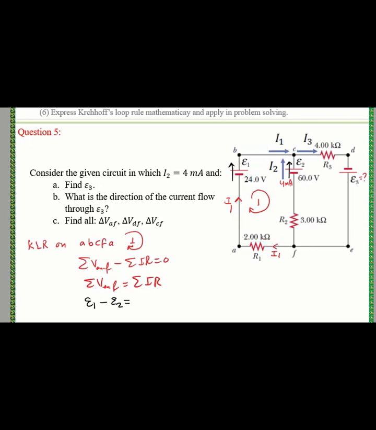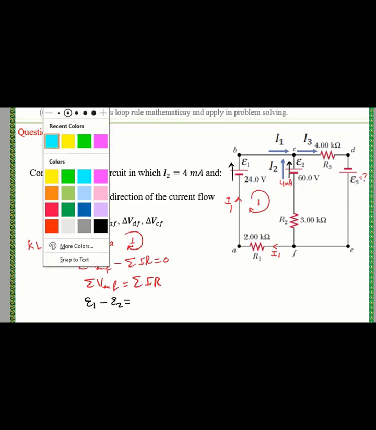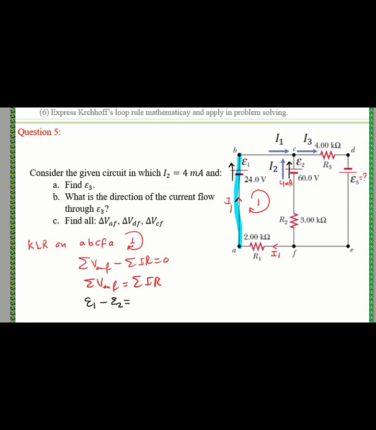Okay. Now we can apply our equation. From A to B, we have I1 with no resistance, so ignore this step. From B to C, we have I1 but with no resistance, so ignore it. Now from C to F, we have a current I2, and I'm going from C to F, and the current I2 is from F to C. It's against me, so I will put a minus sign, I2, with its resistance, which is R2.